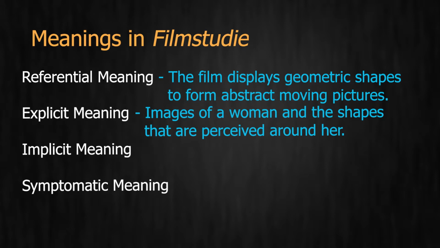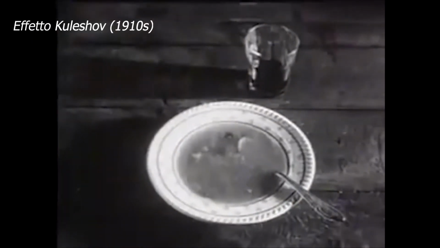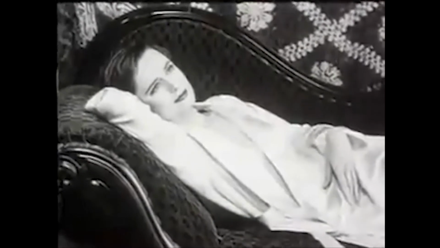Implicit meaning. Following the theory of cinema, we perceive that the juxtaposition between the woman and the geometric shape shows that the two subjects share a relationship in some way. This follows the theory of the Kuleshov effect, in which the viewer's perception of an image is shaped by their recollection of previous images. All meanings derived in this way are up to the interpretation of the viewer.